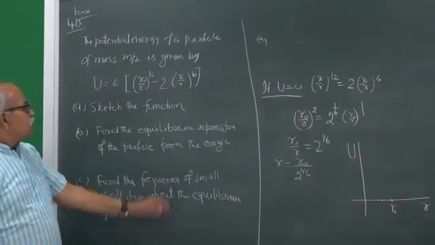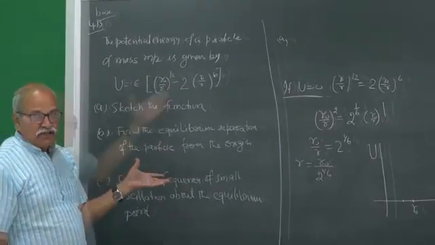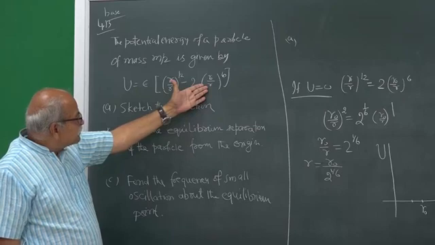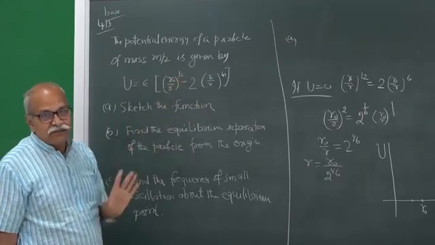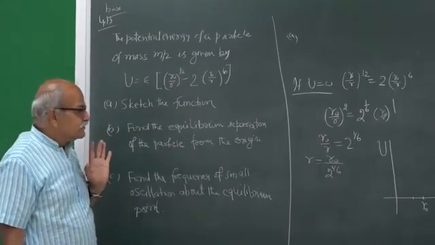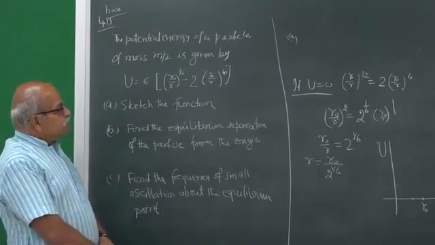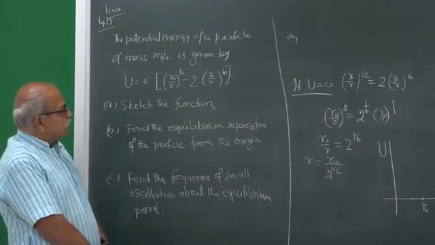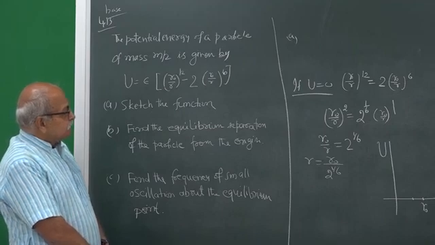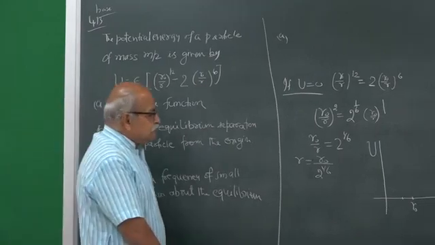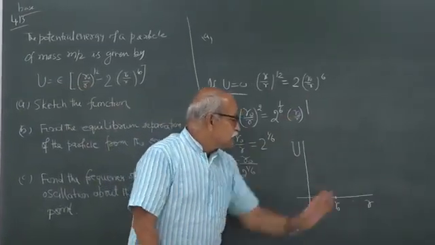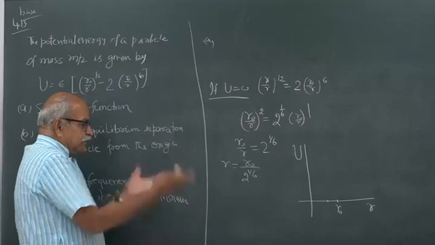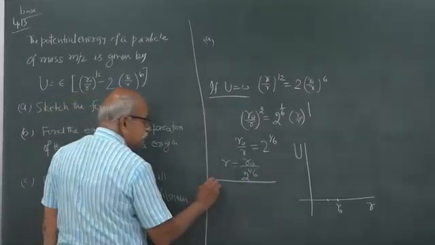Then what happens if r is very large? If r goes to very large values, this goes to 0, this also goes to 0. So, ultimately it has to go to 0. That is another piece of information. And then, where are the maxima and minima? We have the information that for small r it is very large, for large r it goes to 0, and then in between what happens? For that, let us look for the maxima and minima.